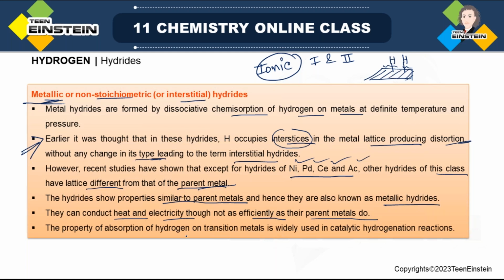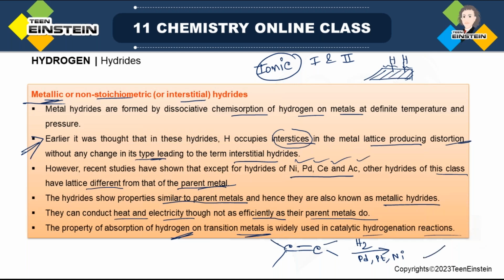The property of absorption of hydrogen on the transition metals is widely used in catalytic hydrogenation reactions. A very good example is if you have taken any unsaturated compound where a C=C double bond or triple bond is present, then hydrogen is used. This reaction we have already seen in the chemical properties of hydrogen. Try to remember. And hydrogen is used in the presence of some metal catalysts, palladium, platinum, or nickel.